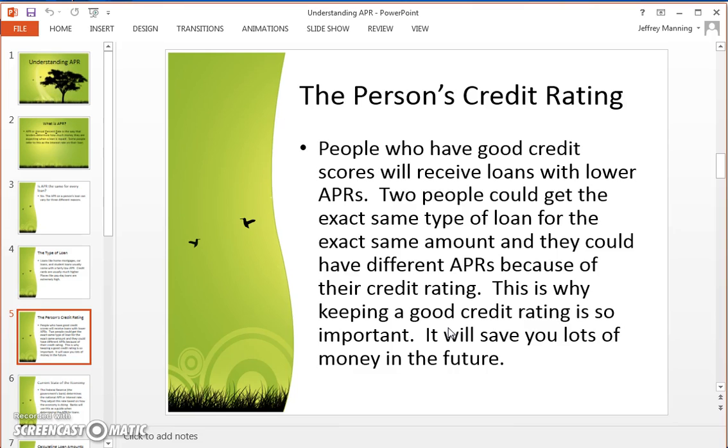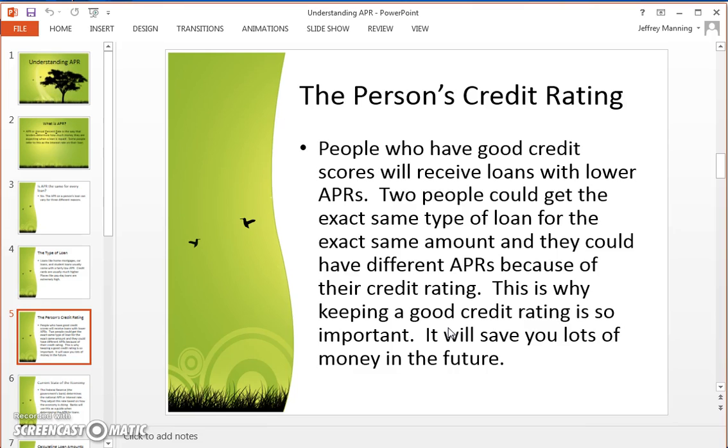Okay, so a person's credit rating definitely depends on what APR they're going to get. People who have good credit scores receive loans with lower APRs. Two people could get the exact same type of loan. So two people could go to the exact same car dealership, buy the exact same car for the exact same amount of money, and the person that has a good credit score would pay less money for that car. And the reason is because they would receive a lower APR. And then over the length of the loan, over the 4, 5, or 6 years, because they had a lower APR, they would be paying lower payments versus the person that had a bad credit score and had to pay higher APR and higher payments.